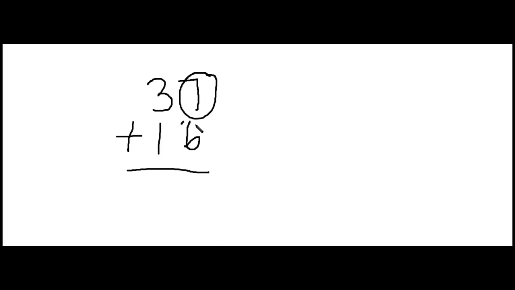7, 8, 9, 10, 11, 12, 13. I'm going to put my 3 down. I cannot put 2 numbers here. I have to carry my 1. I'm going to circle my big number. I'm going to say 7. Sorry, that's not 7. 3, 4, 5. My answer is 53.